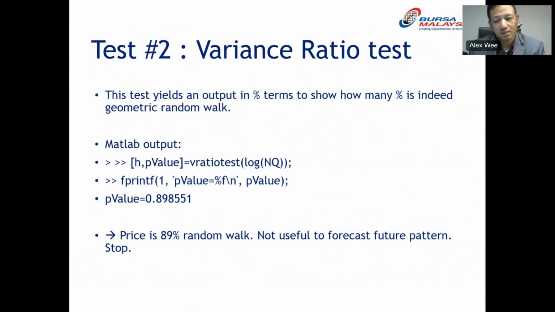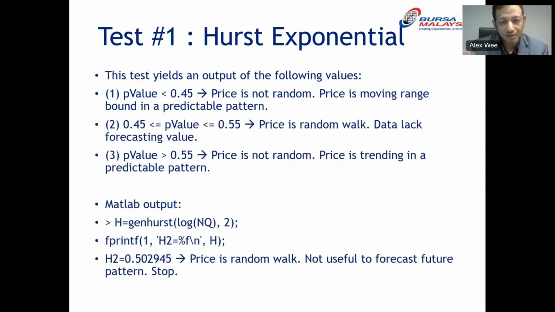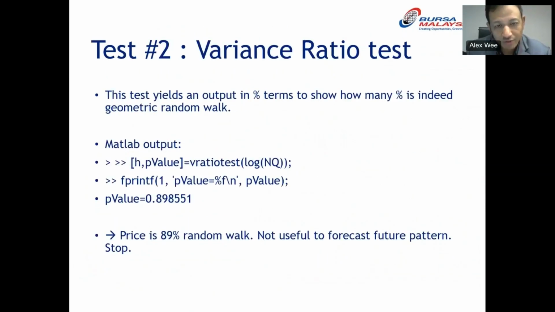So this test tells you that the market is random, and then here tells you how random is random. So the variance ratio test, the p-value, if it's 0.9895, it tells you that the price is now 98% random. It's very random. So it's unpredictable. So let's not trade, okay?